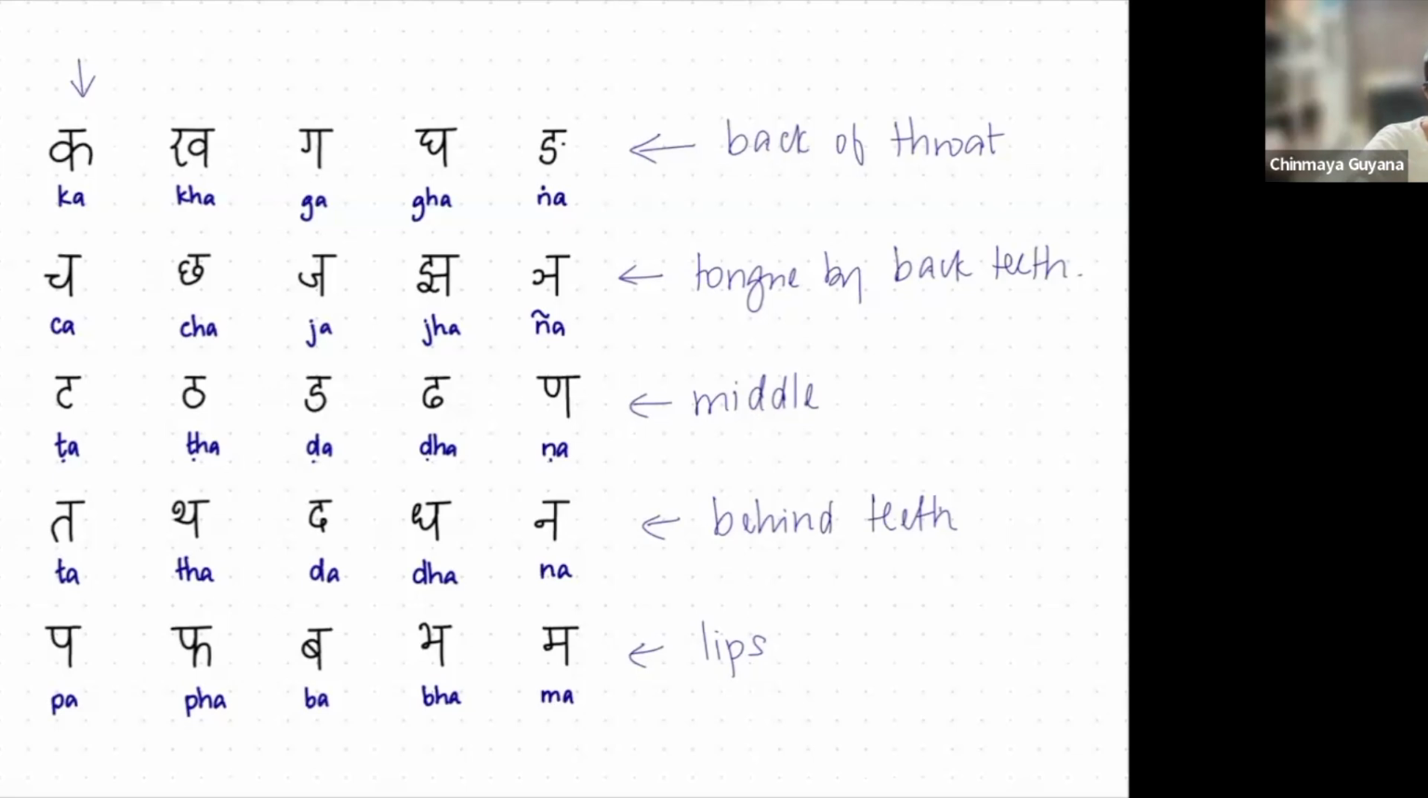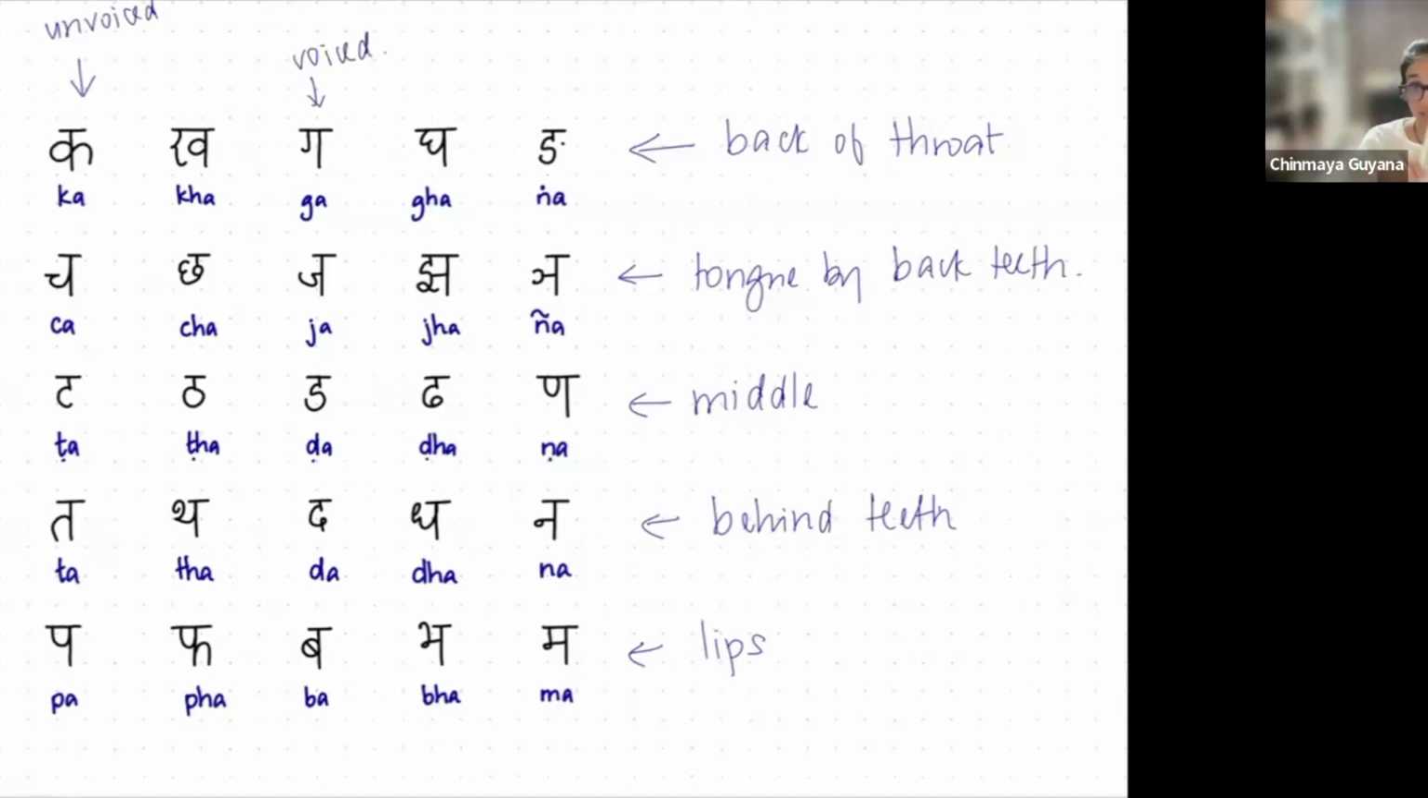Then, one second, why am I getting this mixed up? Ka is unvoiced, right? I'm going to double check that. I'm having a brain fog moment. And ga is voiced.